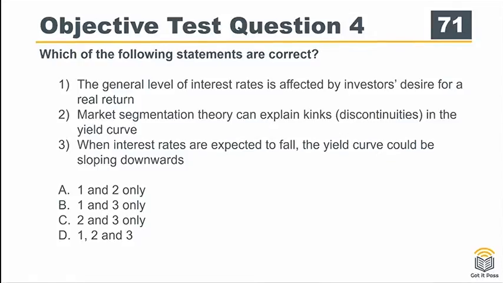Next, we move on to objective test question number 4. You are provided with three statements, and you have to answer which statements are correct. The first statement is the general level of interest rates is affected by investors' desire for a real return. And we understand the nominal rate is equal to the real rate times the inflation rate. The general level is affected by it, yes, it is one of the key components in the formula.